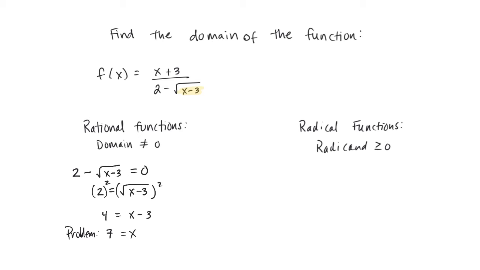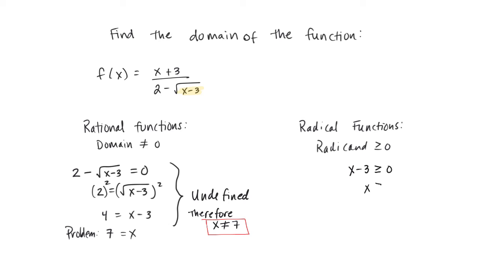Okay, so this is all undefined. All right, so that's part of our domain: x cannot equal 7. Now let's look at what happens with the part that has a square root. We want to make sure that the radicand, that x minus 3, needs to be positive. So we'll just set that greater than or equal to 0. So x needs to be greater than or equal to 3.